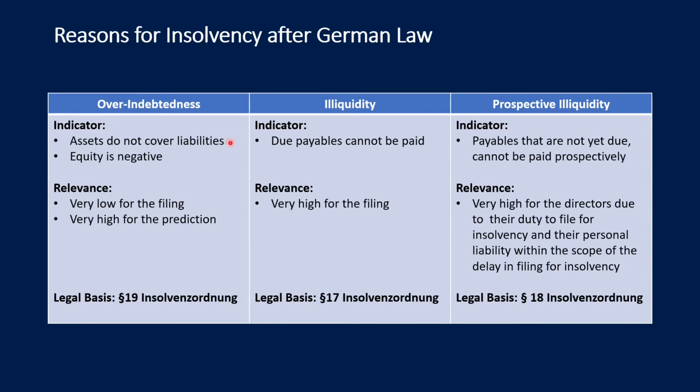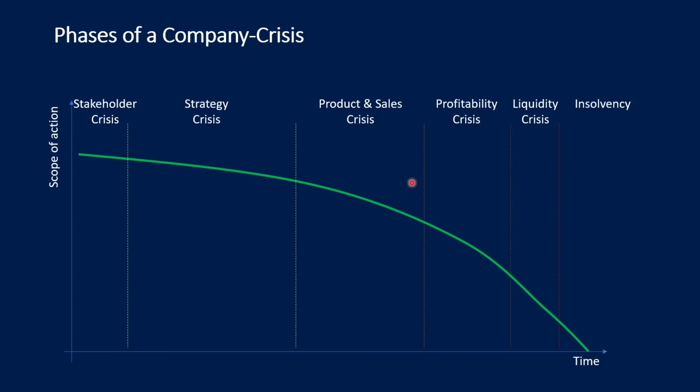What's the relevance of this? It is indeed very low for the filing. Only very few companies file for insolvency due to over-indebtedness. The reason is very simple. If we go back to the last slide, we see that the profitability crisis comes first, and typically then comes the liquidity crisis. So companies typically wait until the very end, and that's the liquidity crisis that will make them file for insolvency, and not any profitability or equity crisis.